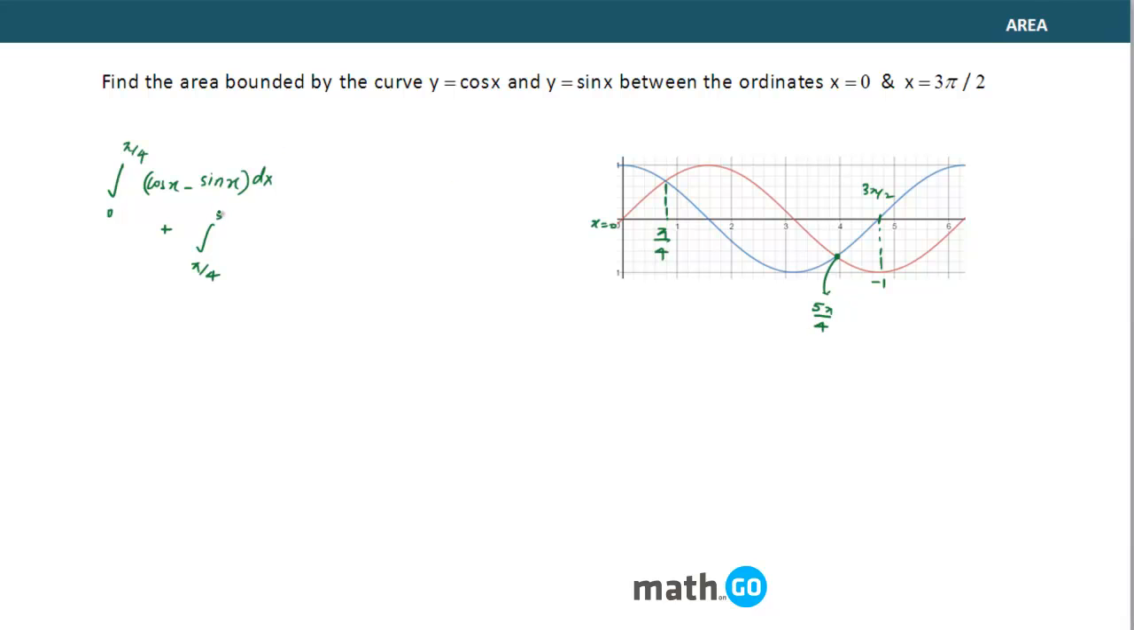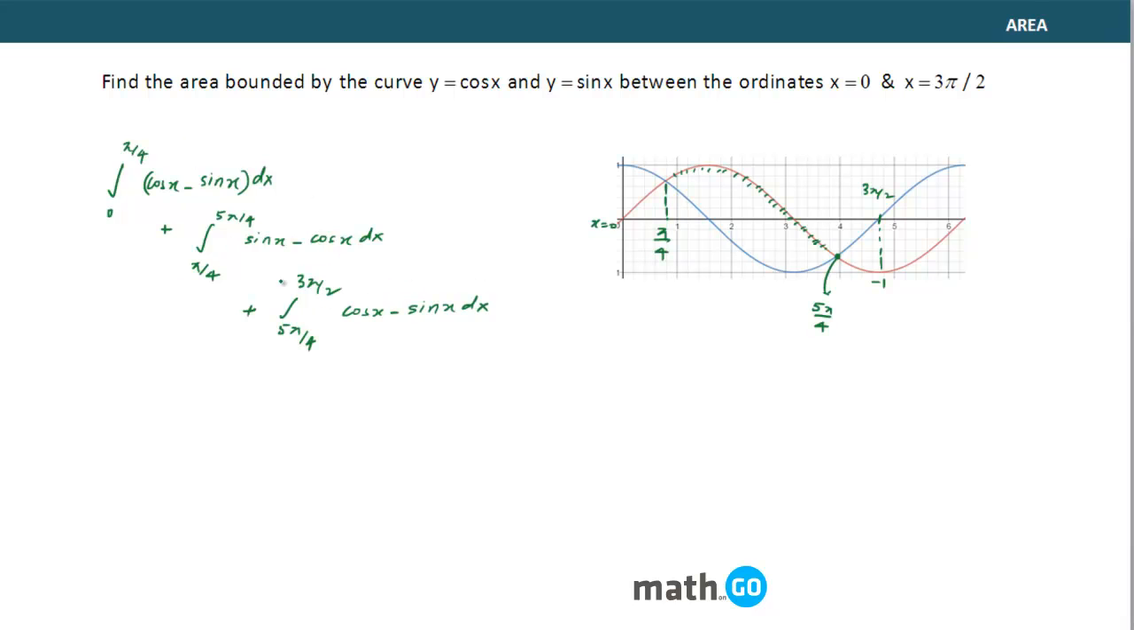So we'll go from pi by 4 to 5 pi by 4. Now can you see which is the upper curve? The red line is the upper curve here. So what you will do now is sin x minus cos x, you will change the function. Then from 5 pi by 4 till 3 pi by 2, we have to calculate. Again the blue curve is above the red line, so then again you will say cos x minus sin x. So this is how you should write this particular question, right?